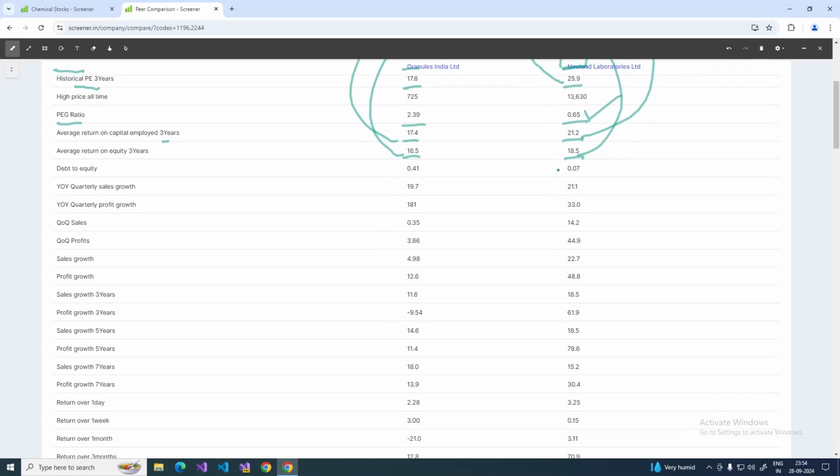Next one is debt to equity. Granules is 0.41 and Neuland is 0.07. So Neuland Laboratories has minimal debt. This is a positive point for Neuland.